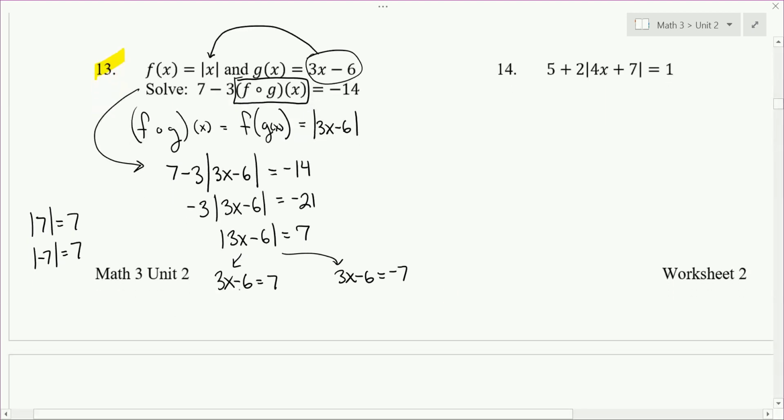On the first equation, we add 6 and we get 3x is equal to 13. Divide by 3 and you get 13 over 3. Leave it as a fraction. Second equation, you add 6 to both sides, getting 3x equals negative 1. Divide by 3 to get x is negative 1/3.